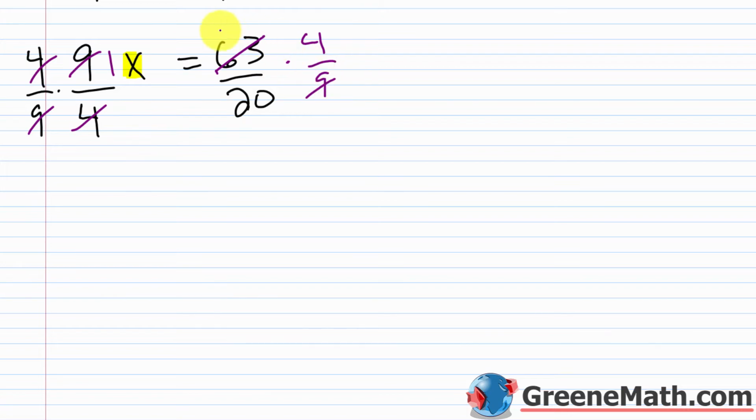So this cancels with this and gives me 7. This cancels with this and gives me 5. So what am I going to have? I'm going to have x equals 7/5. And that's exactly what we got by clearing the fractions.